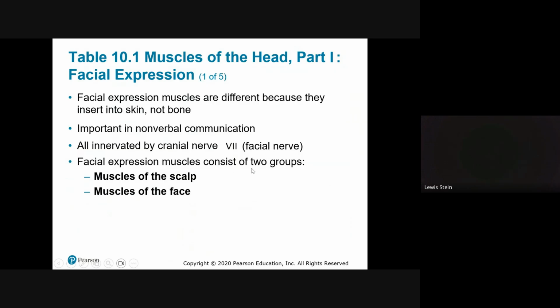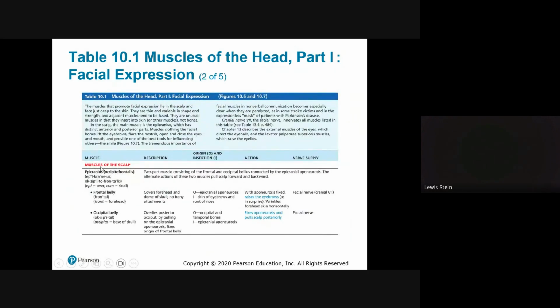And so facial expression, they have scalp muscles and facial muscles, not a big deal to me. For instance, in the scalp, when you wrinkle your brow, you have the frontalis and the occipitalis. Those 2 muscles are classically known as the epicranius. And basically, as you can see, the facial nerve raises the eyebrows, wrinkles the forehead skin, and so on. You'll see it. It's there.